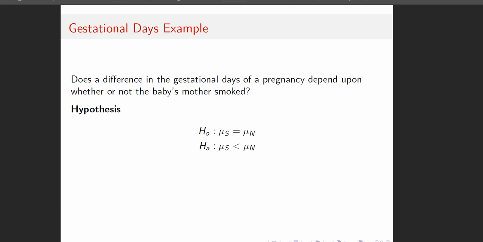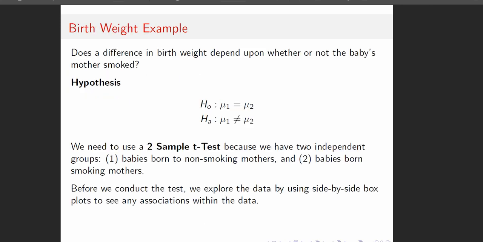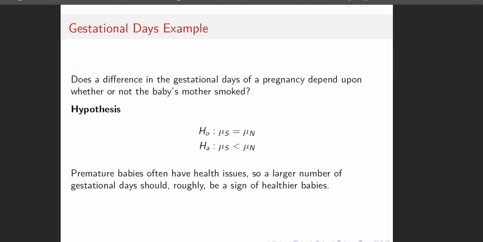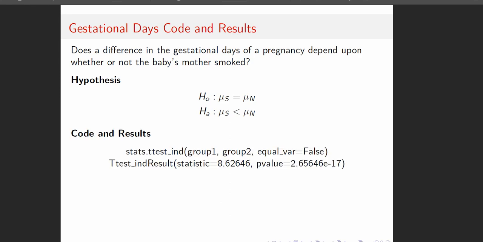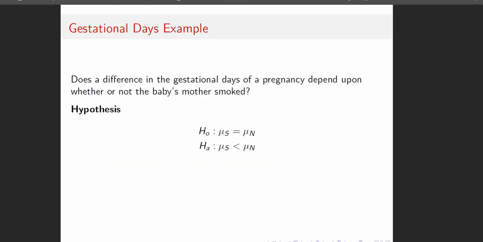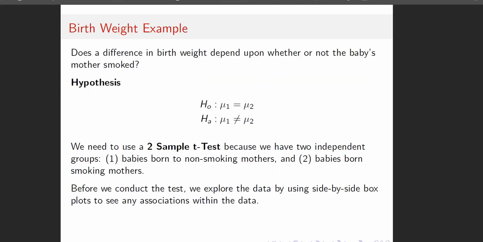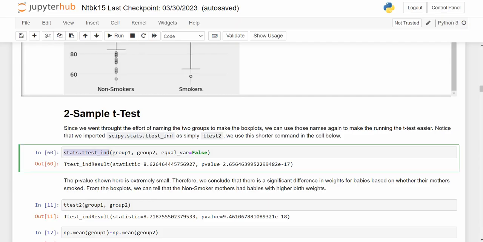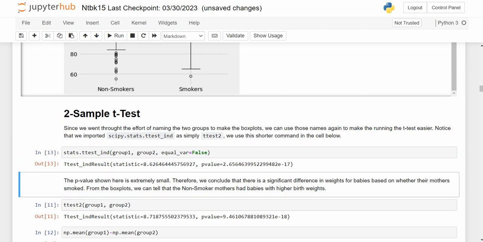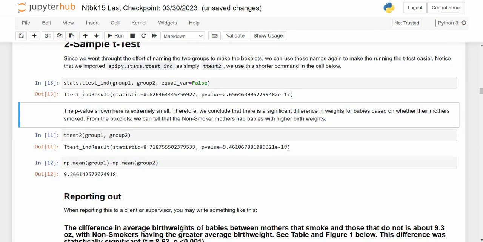and I am sorry, I'm going back, the birth weight example. Okay, the same thing is true, but we seem to have jumped ahead, and so I am going to pause. Sorry. And go back to notebook 15, right? And what do we get? We get p is less than alpha, so we reject the null, which means there's a significant difference in weights for babies based on whether their mothers smoked or not, right?